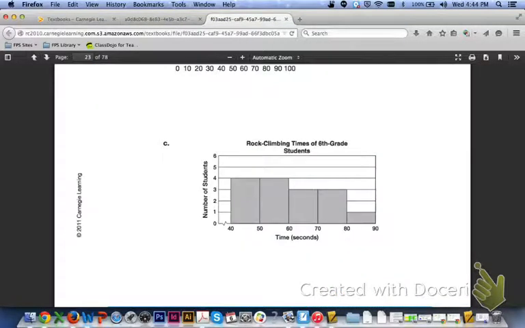Alright, do the same thing with C. Again, tell me the distribution and then tell me whether the median is greater than the mean or the mean is greater than the median or whether or not they're equal. When you're done, unpause the video.